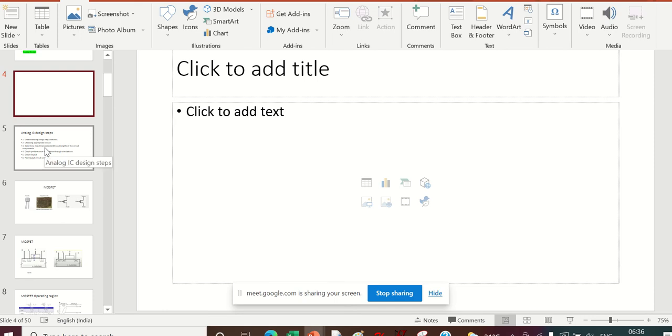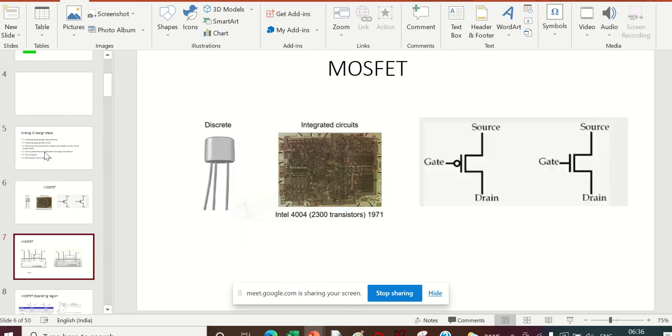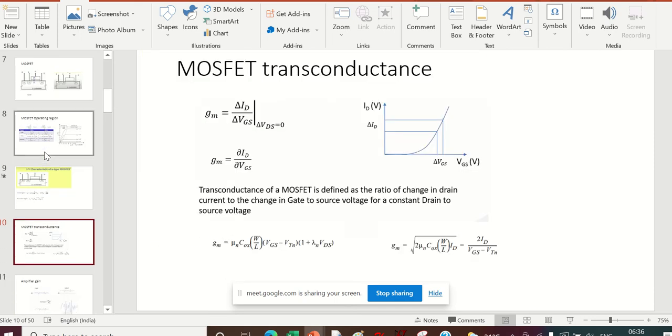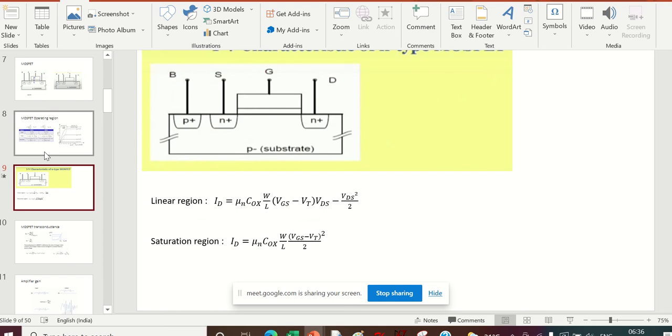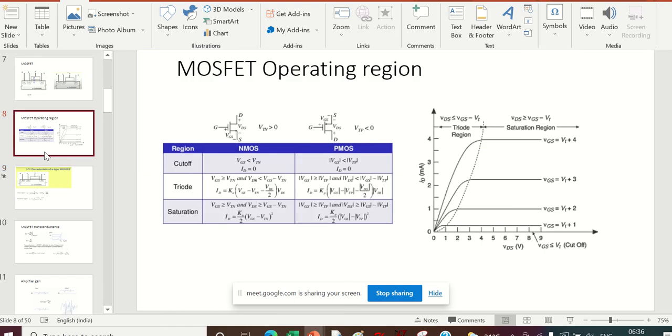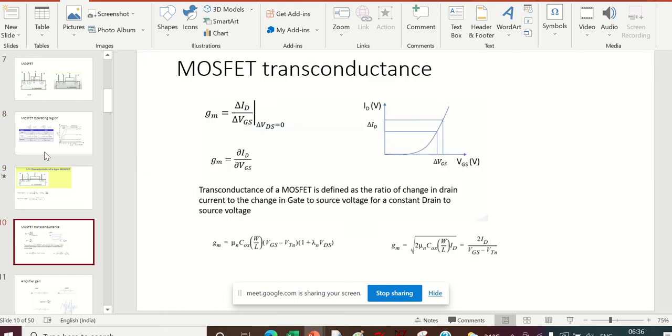So just a very quick, very fast recap. We saw what is GM. We saw the different regions. What is GM?